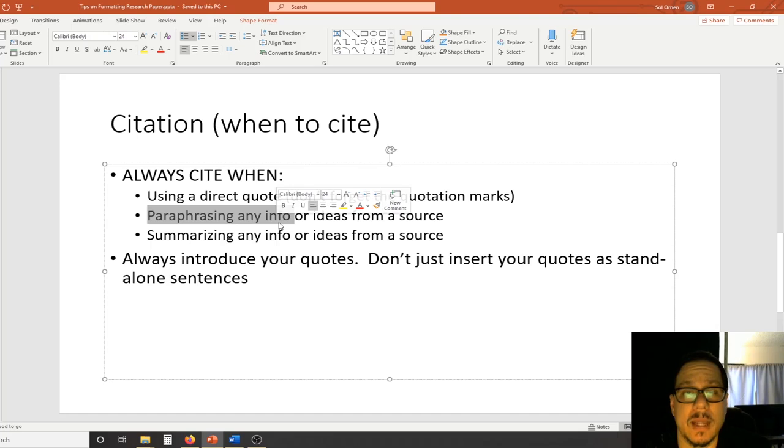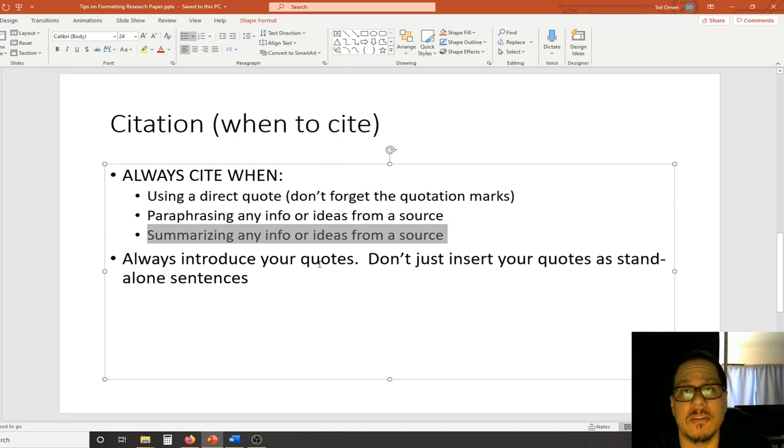All right, so that I could look back in your source and say, oh, okay, they got it from this page. So it's very important to cite that information anytime you put something into your own words. And lastly, when you're summarizing any information or ideas from a source, you have to cite it as well. So say you read 2 or 3 pages and you want to just summarize all that into a couple of sentences. That's fine, you should do that, but you have to cite what pages you got that from.